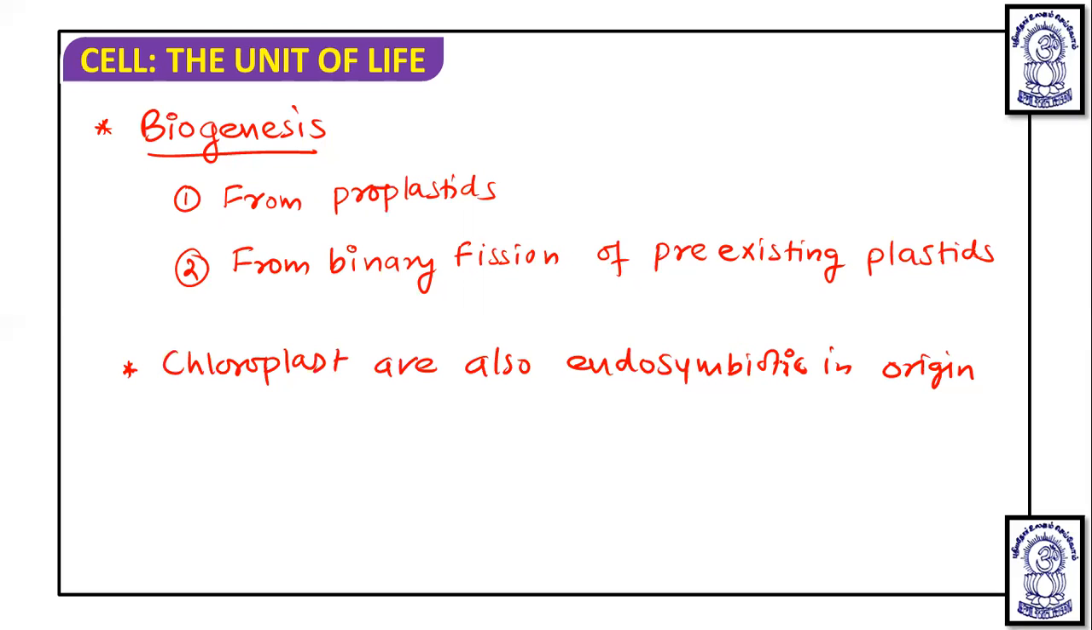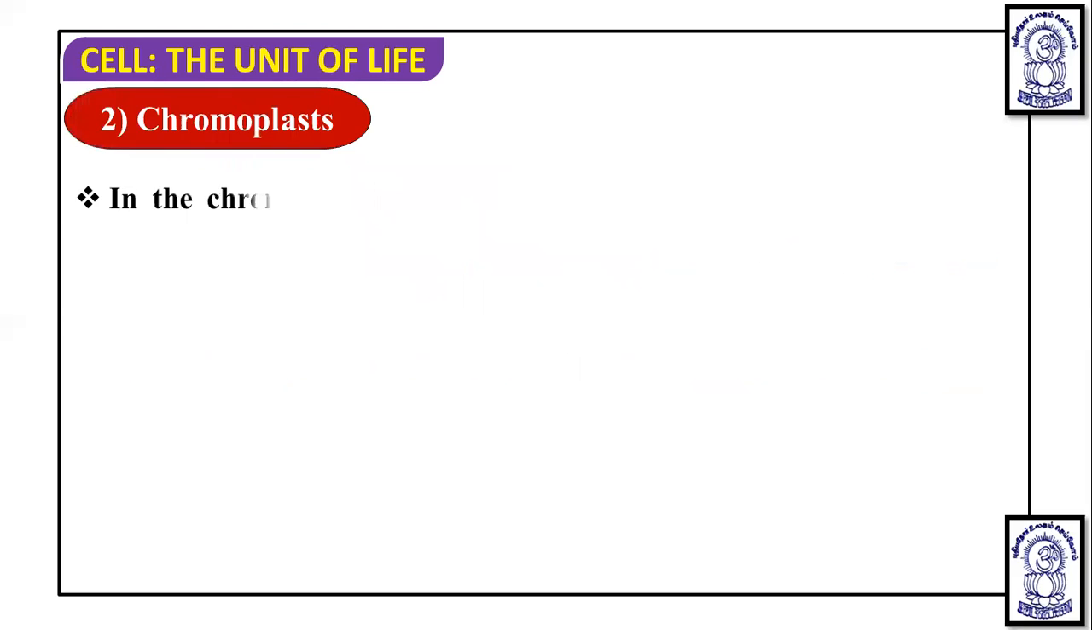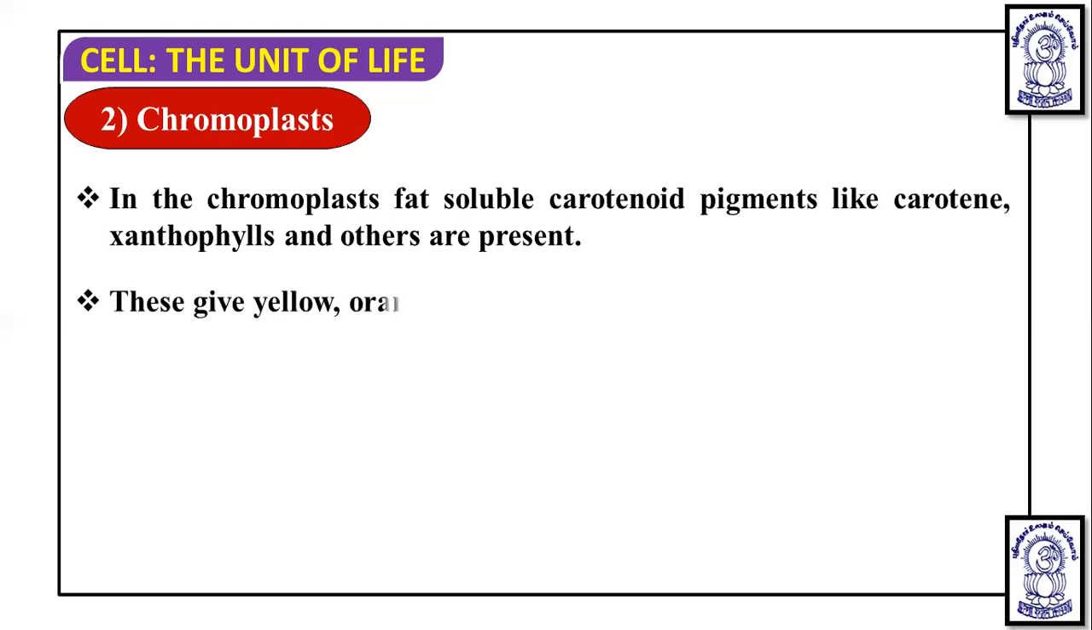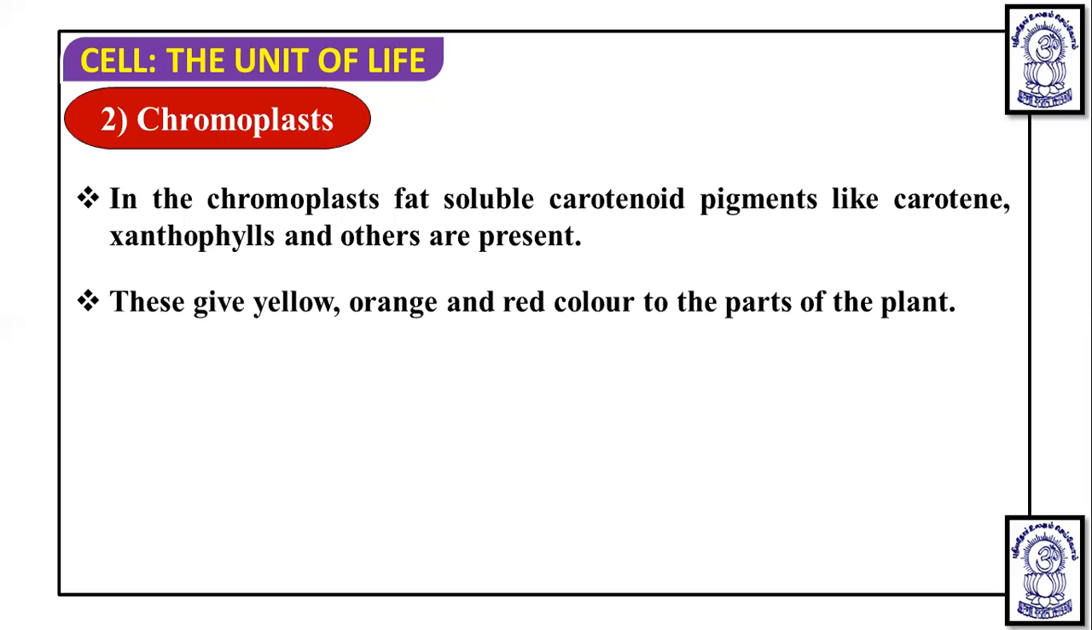Now after this, we are going to talk about another component, the chromoplast, which is the second type of plastid. In the chromoplast, fat-soluble carotenoid pigments like carotene, xanthophyll, and others are present. These fat-soluble pigments, or carotenoids, give yellow, orange, and red color to the parts of the plant. They are responsible for giving the different colors because they are colored.